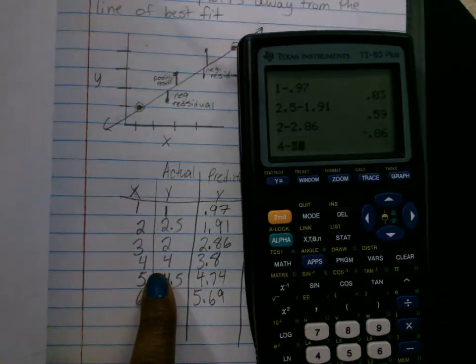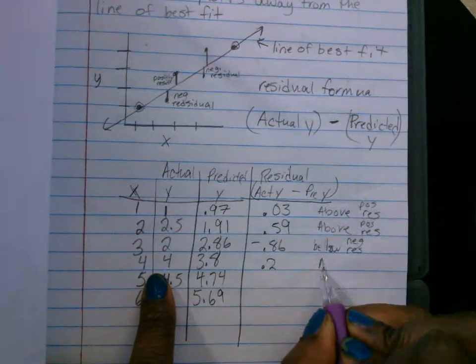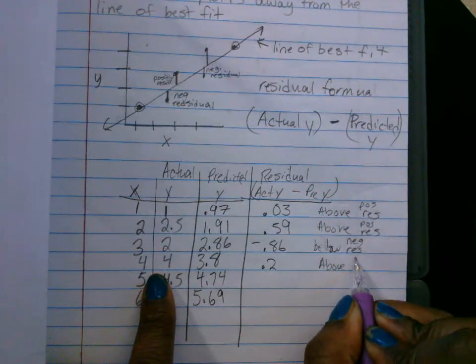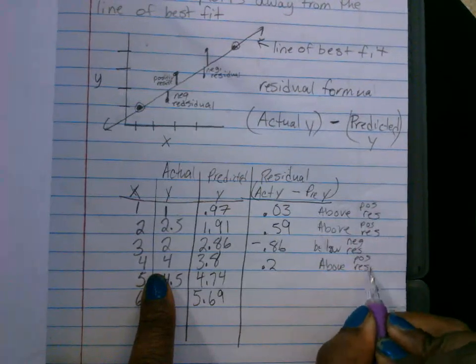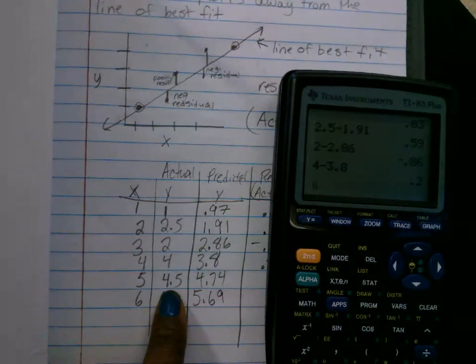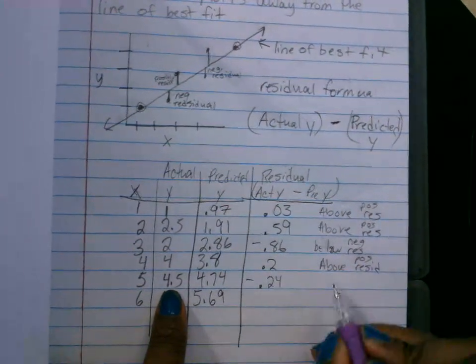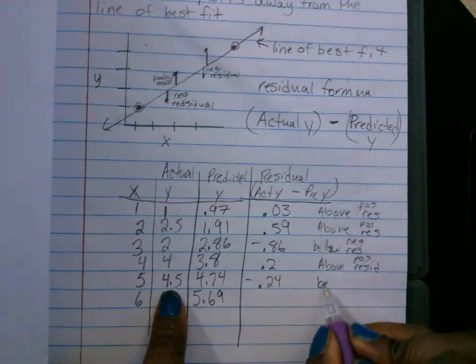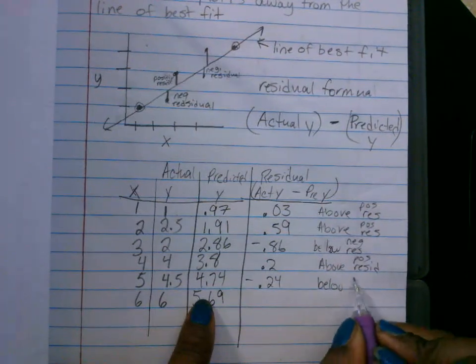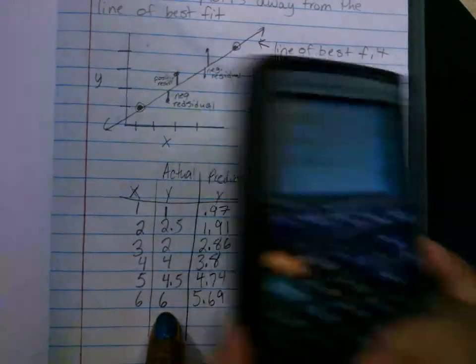4 minus 3.8. What's that? 0.2. Above or below? Above, which makes it a positive what? Residual. All right, the next one. 4.5 minus 4.74. What does that give you? Negative 0.24. Is that above or below? This one's below, which makes it what kind of residual? This is a negative residual. It's below the line.